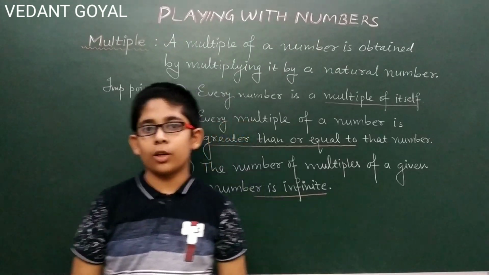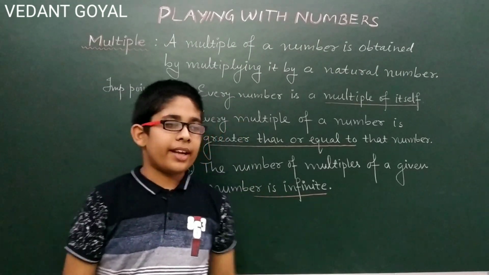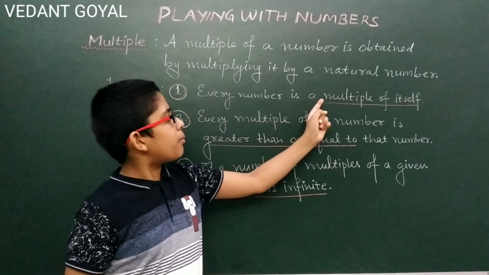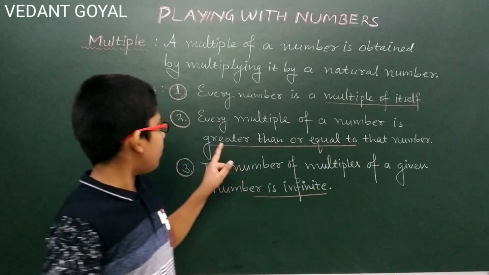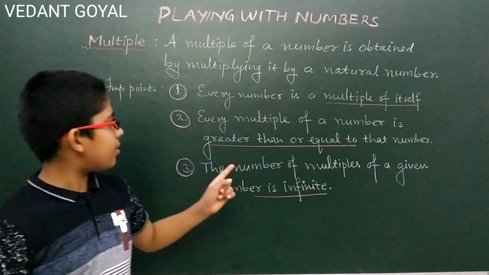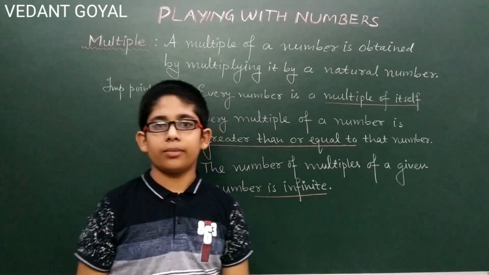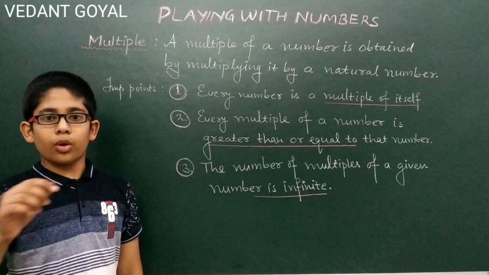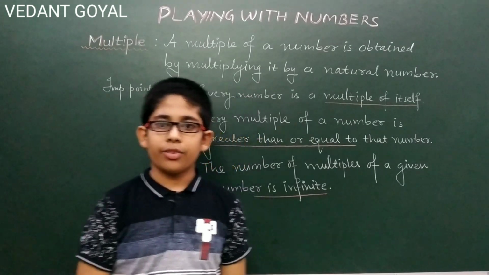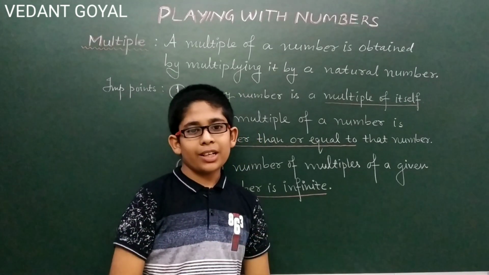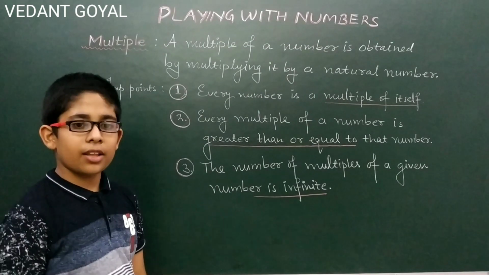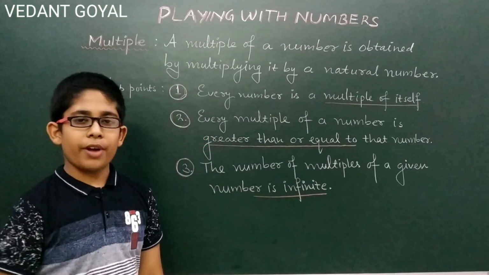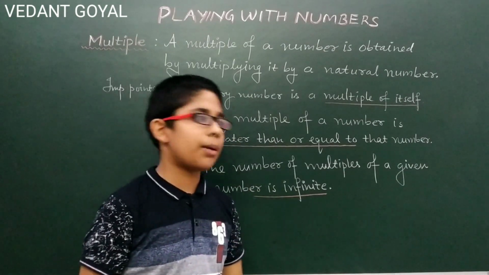Okay? We will conclude the important points that we have discussed in the examples. So every number is a multiple of itself. The second point is every multiple of a number is greater than or equal to that number. So if we take the multiples of 4, that is 4, 8, 12, 16. So the first multiple is equal to that number and the other multiples are greater than that number. There is no multiple that is less than that number.